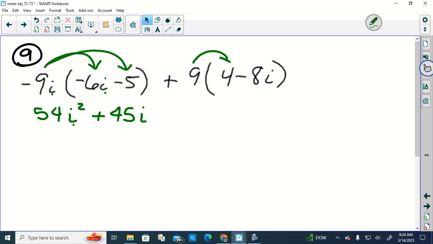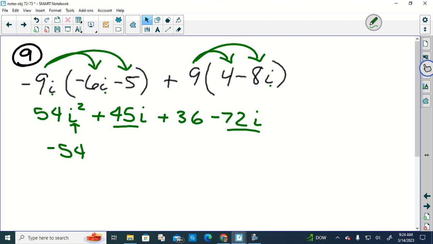Now we're going to distribute this. 9 times 4 is going to give you a positive 36. Then 9 times a negative 8 is going to give me a negative 72. And then we only had one i, so combine them. We're looking for like terms. There isn't another i squared, so we just need to convert this i squared to a negative 1. So a negative 1 times 54 is going to make it a negative 54. Like terms here, we don't convert when it's just i, we're just going to combine the like terms. So you have 45 and a negative 72, the i stays there.